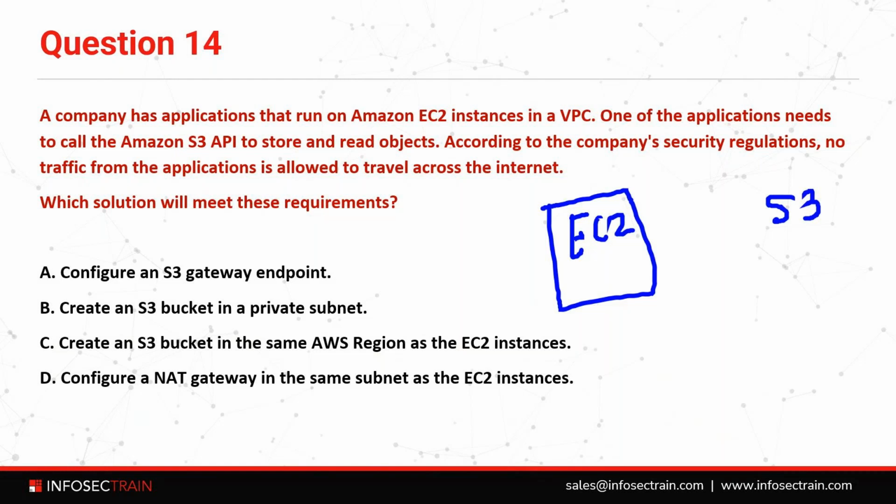But in S3, have you ever seen that you mention in which particular VPC it should be created? S3 is not deployed in the VPC. It's outside of the VPC, and AWS takes care of it. Fine, it's not our headache. So now, one of the applications needs to call S3. It means the application wants to call the S3. According to the company security regulation, no traffic from the application is allowed to travel across the internet.